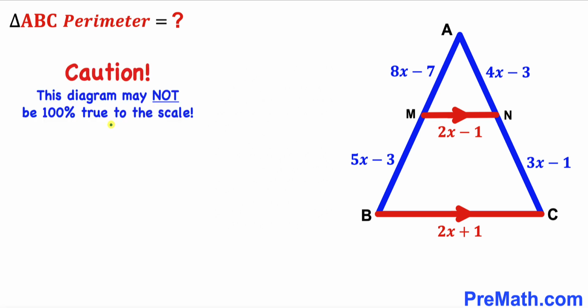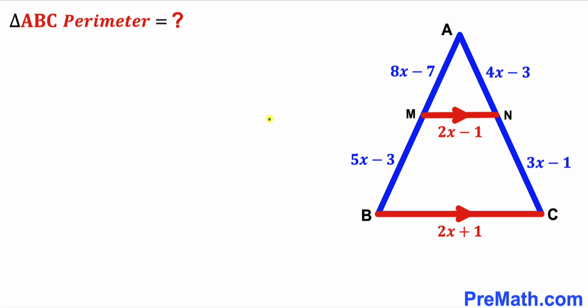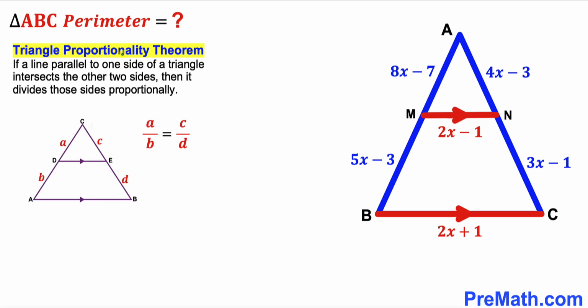Please keep in mind that this figure may not be 100% true to the scale. Let's go ahead and get started. Before we can calculate the perimeter of triangle ABC, we must find the value of x first. Now let's recall the triangle proportionality theorem.